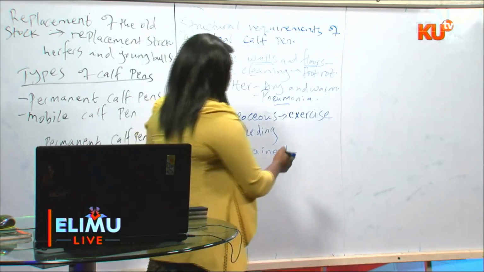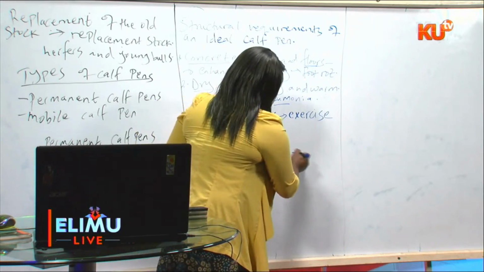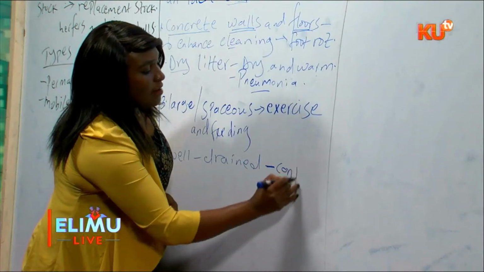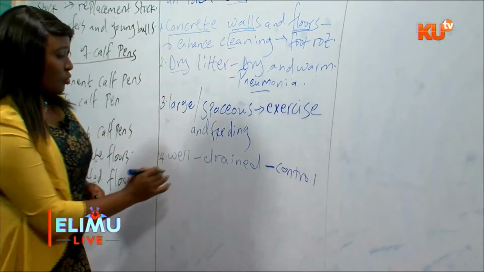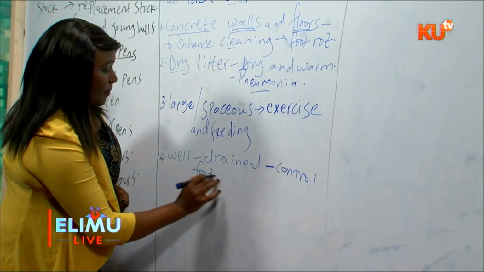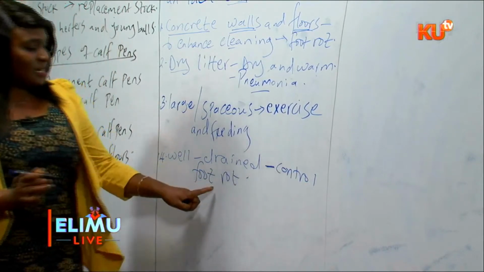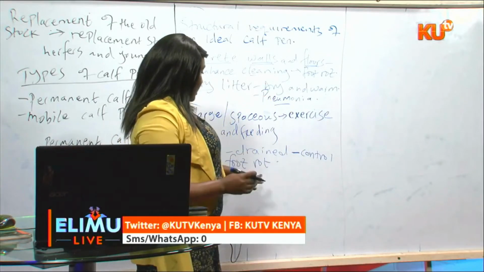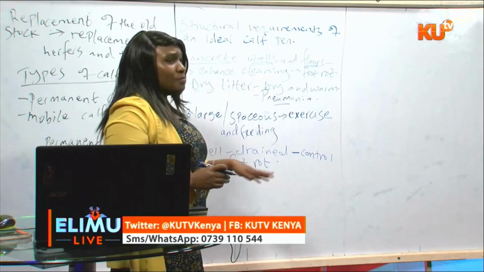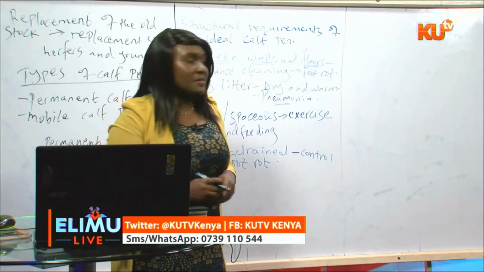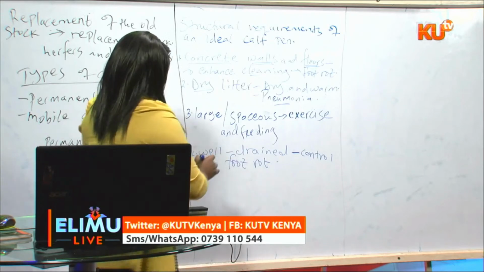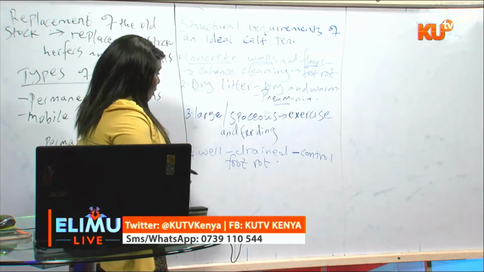And of course, a dry or drained area helps to control foot rot. Foot rot is a disease that is caused by bacterial infection. That bacterial infection can be brought about by wet and damp conditions that you don't want to have in our calf pen. So that is the 4th point.